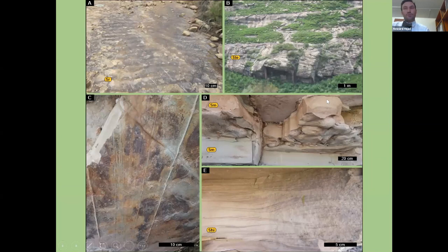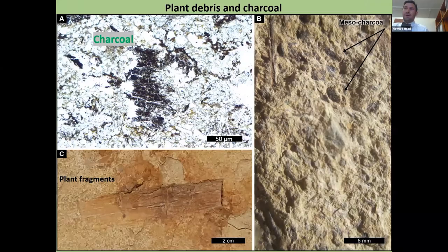Again, the basal surface onto which the siltstones were deposited preserve ripple marks, and the interbedded massive sandstones preserve bed bottom structures such as drag casts and load casts as well. We also identified hummocky cross stratification in some of these lake sediments, which reflect storm wave action within these shallow lakes. We also identified various charcoal and plant fragments within these sediments. Here we can see microcharcoal, some mesocharcoal, as well as plant fragments.